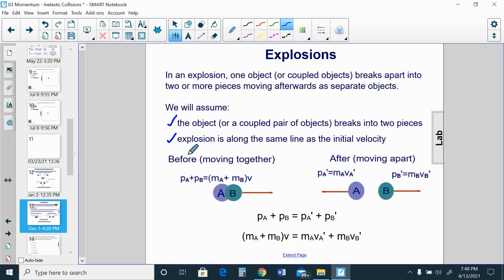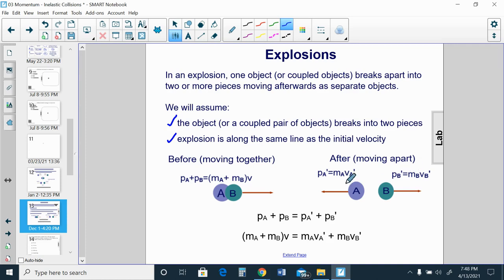So we know that before, when they're moving together, the total momentum of this system will be equal to the sum of their masses, since they are together as one object basically, times the velocity of them together. And afterwards, they're each going to have their own individual momentum here. So the momentum of object A after, so P sub A prime, is equal to M sub A V sub A prime, and then the same thing for object B.